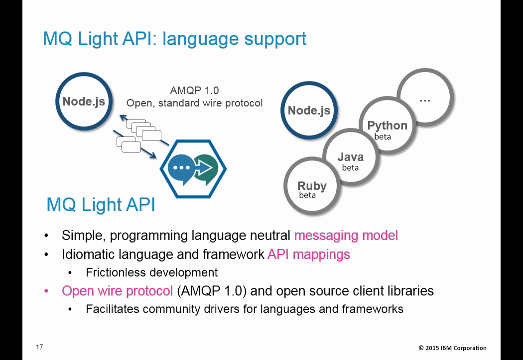MQLite is based on AMQP, which is used to receive, queue, code, route, and deliver the messages. It is an open standard wire protocol, which is a simple programming language, neutral messaging model. It is compatible with any open source AMQP clients with idiomatic language and framework API mapping, which makes for frictionless deployment. Finally, the OpenWire protocol facilitates community drivers for languages and frameworks.